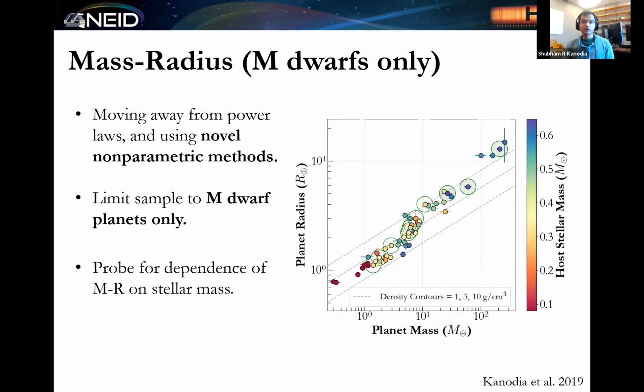So as far as my work was concerned on this, what we did is we moved away from these parametric power laws of mass radius distributions based on the work of Ning et al.